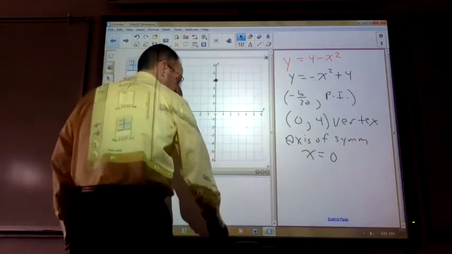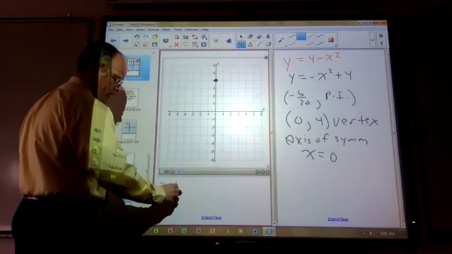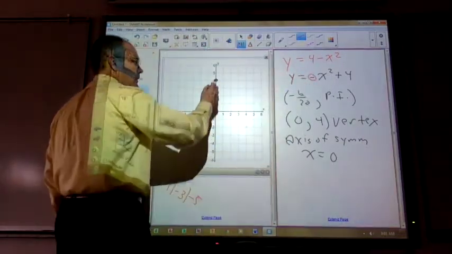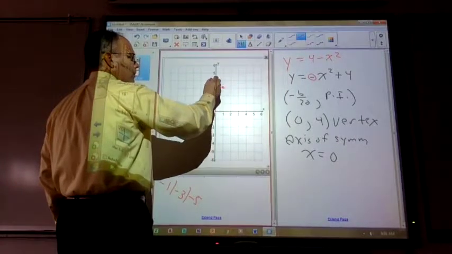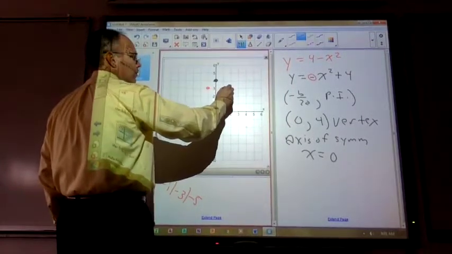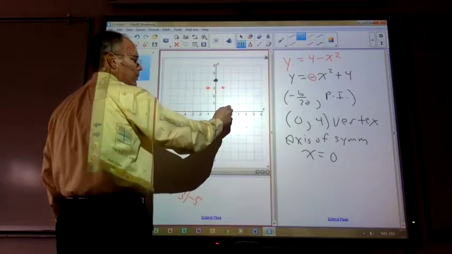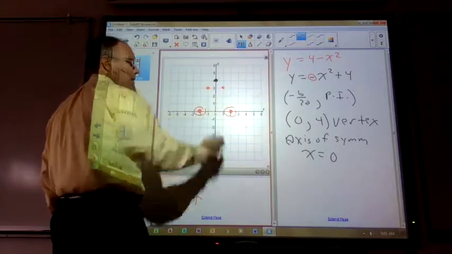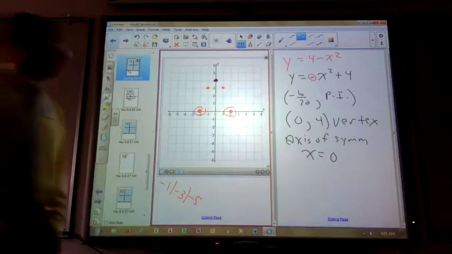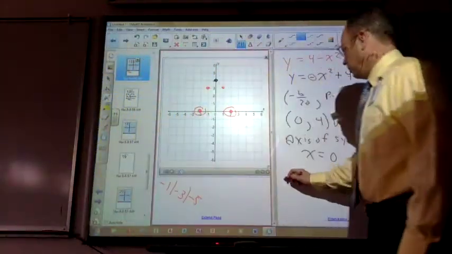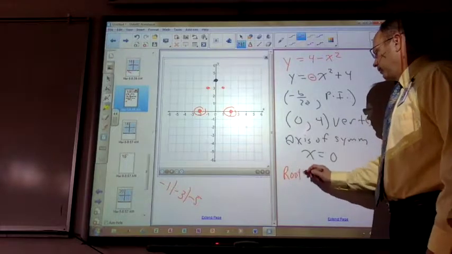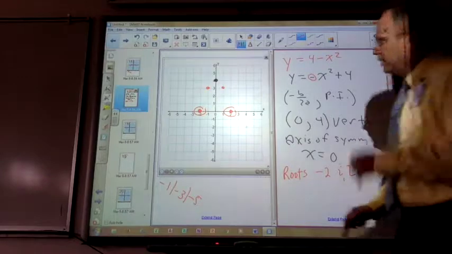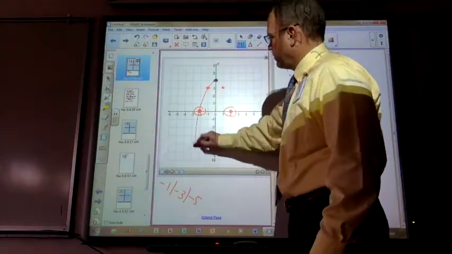Pattern graph is growing at a rate of -1, -3, -5. The reason for that is that negative there. It happens across the x-axis here and here. So you're able to tell what the roots are. The roots in this case, because it crosses the x-axis and you know exactly where, are -2 and +2. You have plenty of points.